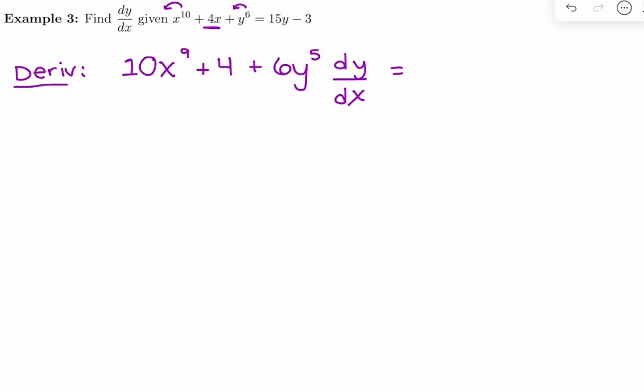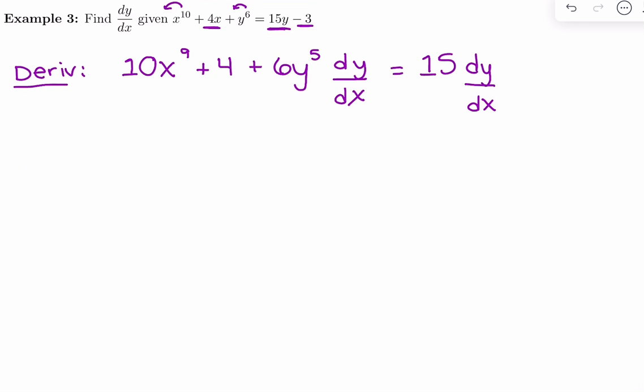Equals, now I need to take the derivative of the other side. On the other side, we have the derivative of 15y. The derivative of 15y would just be 15, just like how the derivative of 4x was 4. But we have to remember that we took the derivative of a y term. So the derivative of 15y is not just 15, it's 15 dy/dx. We took the derivative of a y term with respect to x. And our last piece is a constant. The derivative of negative 3 is just 0, which we don't have to write in there.